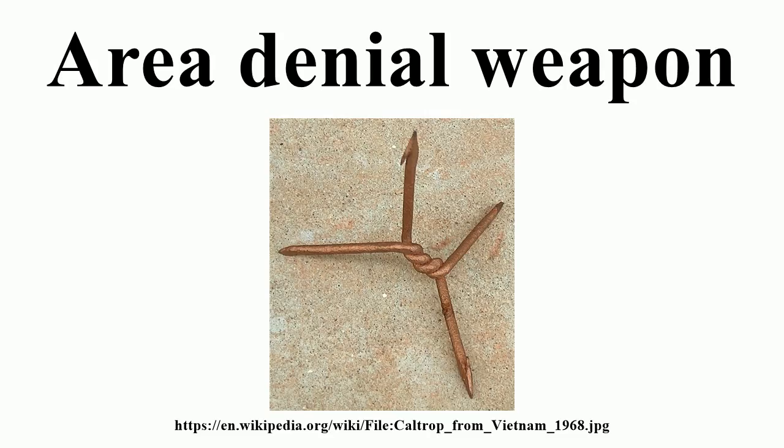CBRNE agents. Various CBRNE weapons can be used for area denial, as long as the agent is long-lasting. Fallout from nuclear weapons might be used in such a role. While never actually employed in this form, its use had been suggested by Douglas MacArthur during the Korean War. Anthrax spores can contaminate the ground for long periods of time, thus providing a form of area denial. However, the short-term effects are likely to be low. The psychological effects on an opponent would likely be more significant.